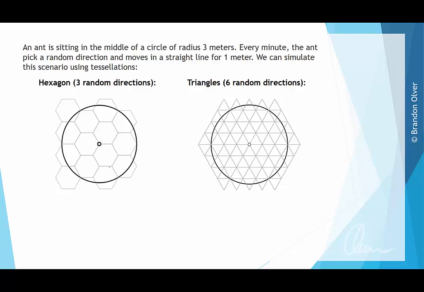On the left-hand side, you can see that we've overlaid a hexagon, and each of the lengths there are 1 meter. So there are 3 random directions that the ant can take in that simulation. To the right, we've used equilateral triangles, where each of the lengths of the triangle are 1 meter. And here you can see there are now 6 random directions that the ant can take in that simulation.